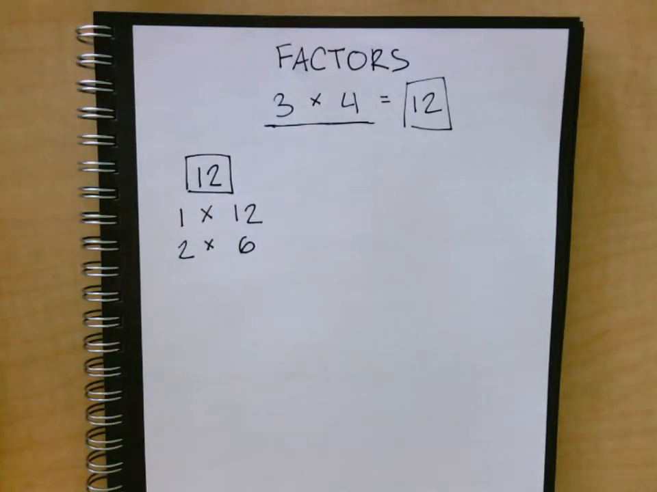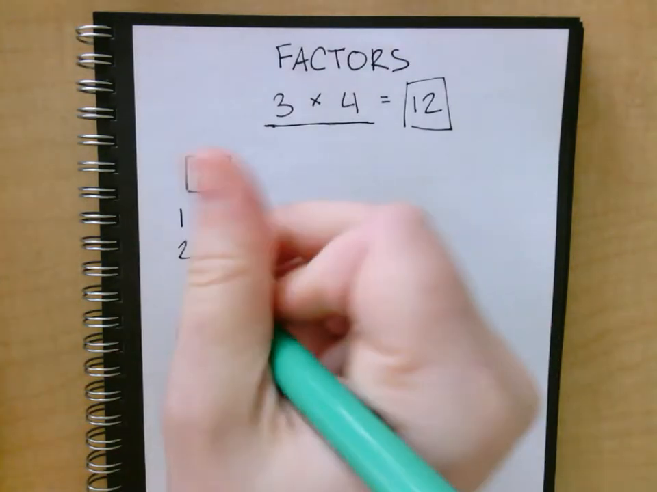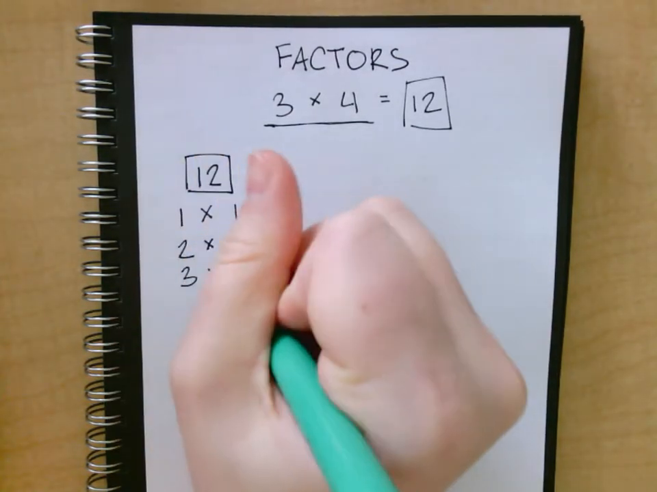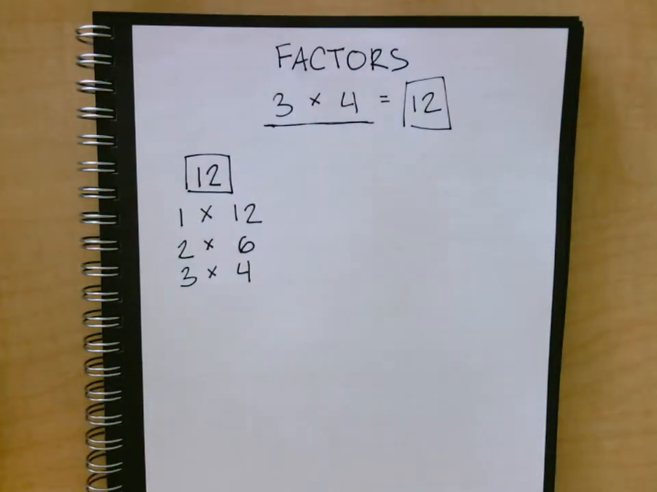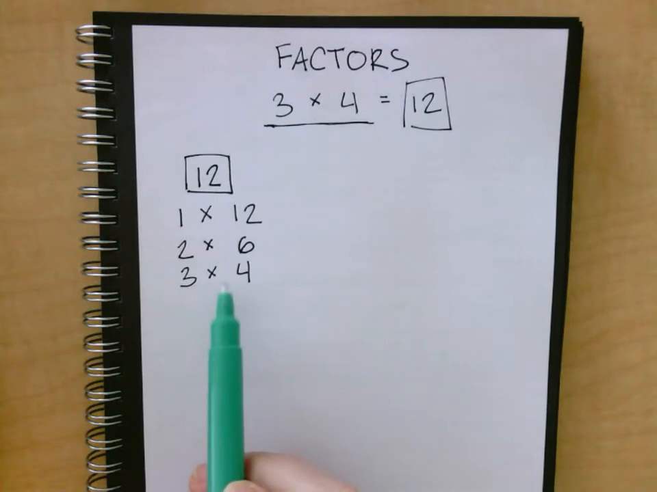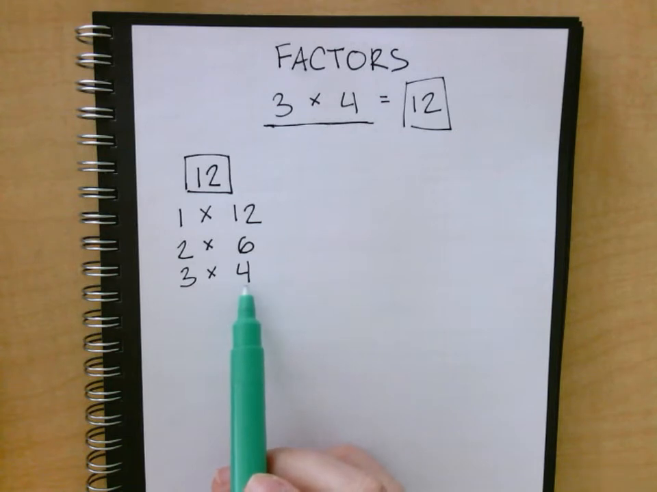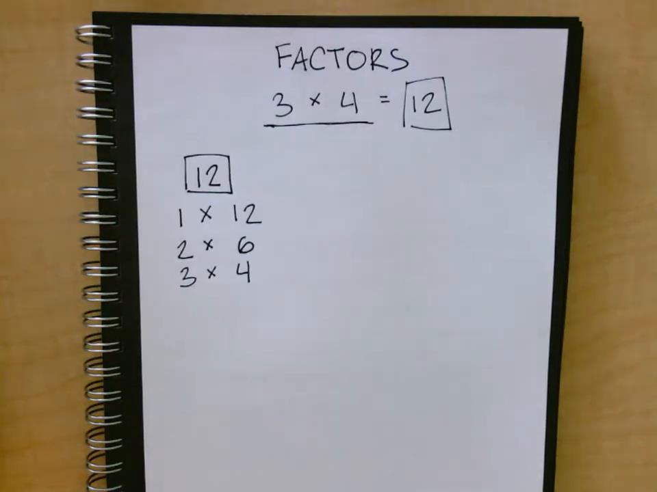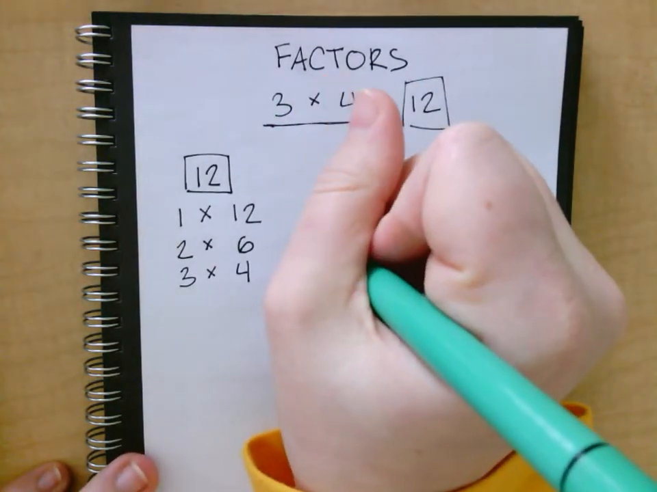Then I go one higher. 3. Is there anything times 3 that gets me to 12? Yes, 3 times 4 gives me 12. And then I go one higher. 4. Well, yes, 4 times 3 equals 12, but that's already on my list. So once you go higher and you find your number already on your list as the other factor in a pair, then you're done.